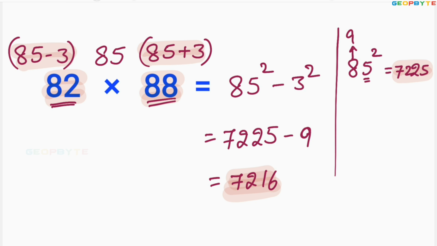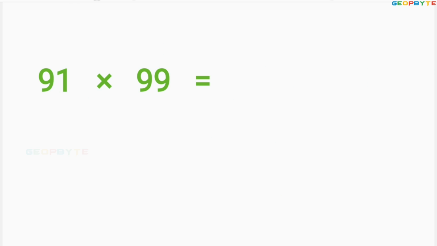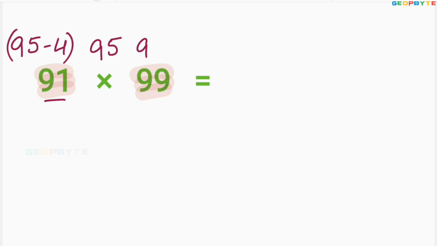Similarly, the other one is, look at the other number, 91 into 99. What is the middle number between these two? 95. Then this 91 you can write as 95 minus 4. The other one, 95 plus 4. I hope you got my point. Now it looks like (a plus b) into (a minus b) equal to a square minus b square.